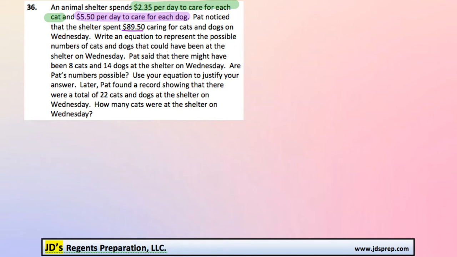The first thing we need to do is write an equation to represent the possible number of cats that could have been at the shelter on Wednesday. In other words, on just one day. So let's create a couple of variables. Let's say C will represent the number of cats and D will be the number of dogs.